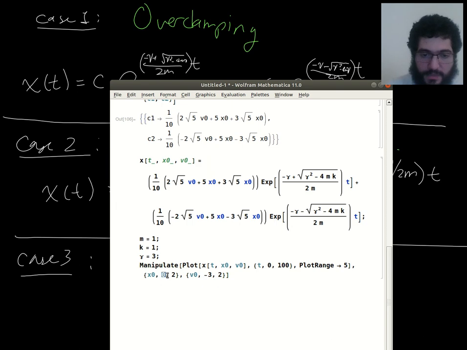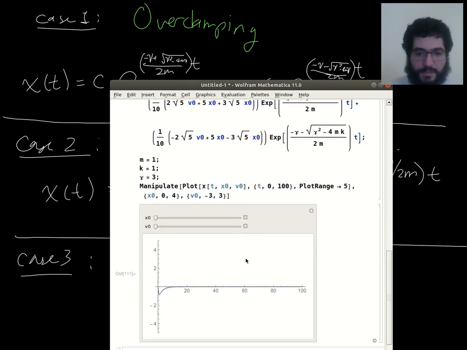So let's allow you to change the initial position, that's like how far you can pull the spring out before you let go of it. So let's say you can pull it out 0, or you can pull it out up to 4, and the vertical plot range is 5, so that'll fit. And v naught is like, if that's 0, then you're just releasing it from rest, and whatever you choose for v naught determines whether you're going to flick it forward or throw it backward. So let's allow this to range from -3 to 3, and look at what we get.